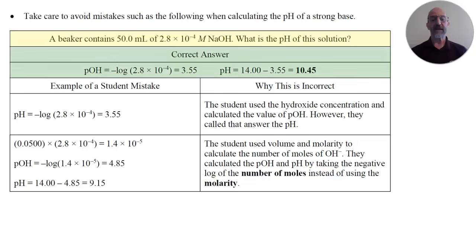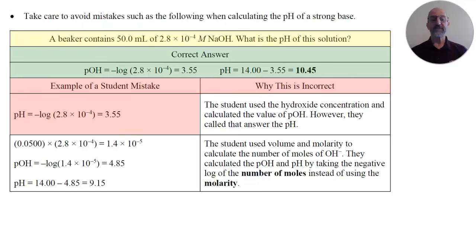So the correct answer would be take the negative log of 2.8 times 10 to the negative 4. Now that would get you the pOH, so 3.55 is not the final answer. 14 minus the pOH, so 14 minus 3.55 gets you 10.45. Now that is the correct answer. So here are two examples of a student mistake and why that's incorrect.